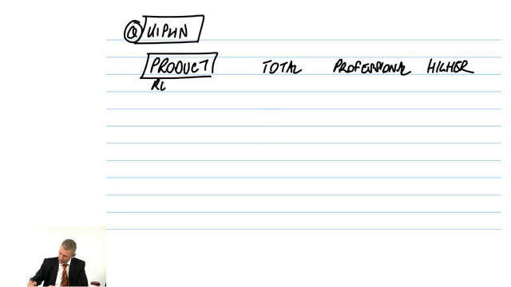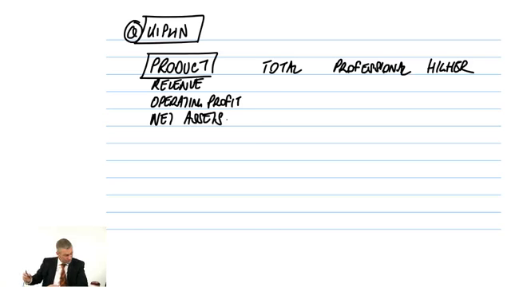It's revenue, operating profit, and net assets. Which is 700, 200, 500. And we're going to split it.